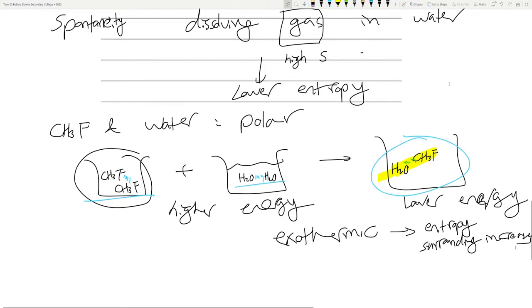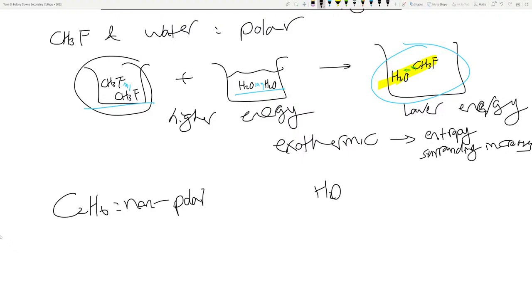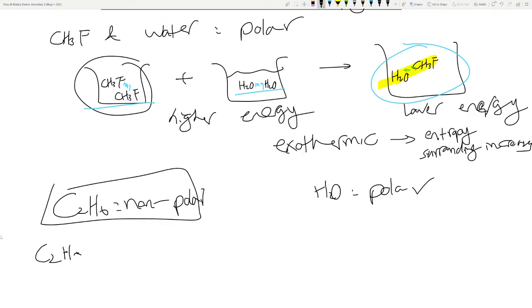Okay, if you look at the other one, because this is relevant to solubility, hence your question there. So if you look at the other one, it was C2H6, this guy is nonpolar. Okay, and your water is polar. So if you mix these two together, the C2H6 are not the most interesting people at parties, not very interesting, you know. Whereas your water, they have hydrogen bonding and strong intermolecular forces. So these guys are gonna interact with each other, and these guys are gonna interact with each other.